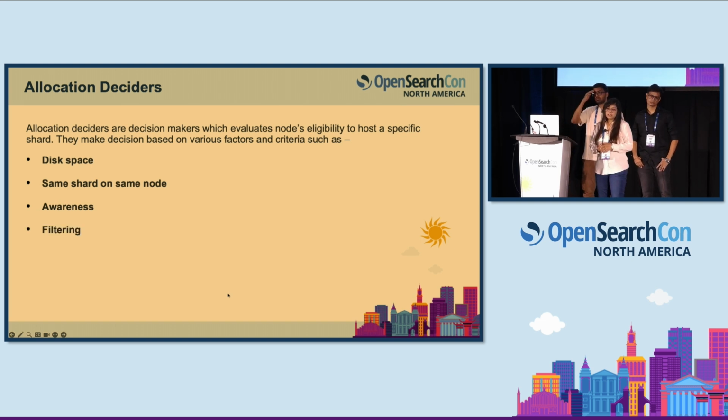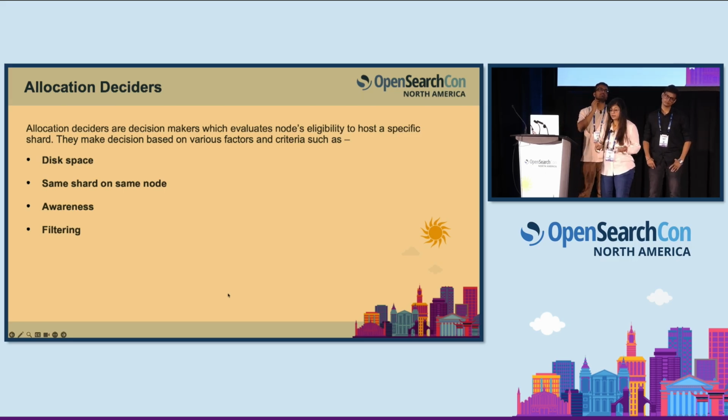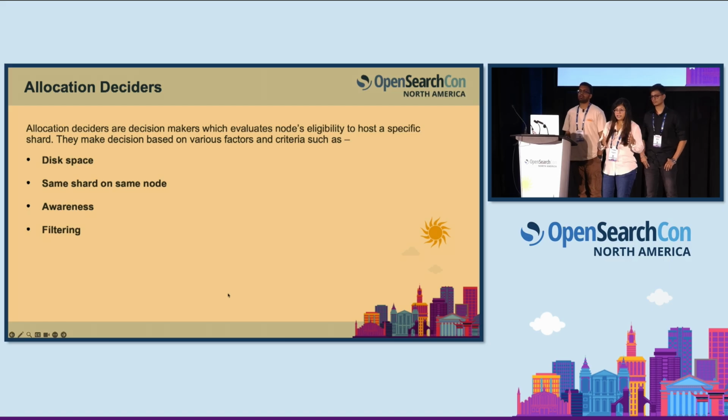Filtering decider is basically filtering out the nodes which are marked as not eligible. So as an example, if you are updating your cluster, the old nodes could be marked as excluded, and I want all my shards to go to the new nodes. So the filtering decider will say, hey, this node is not a part of the cluster anymore, so I don't want to assign any shard to it.